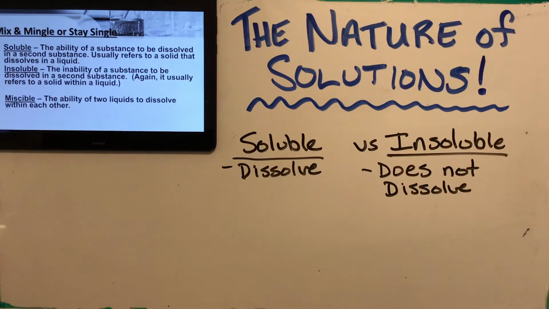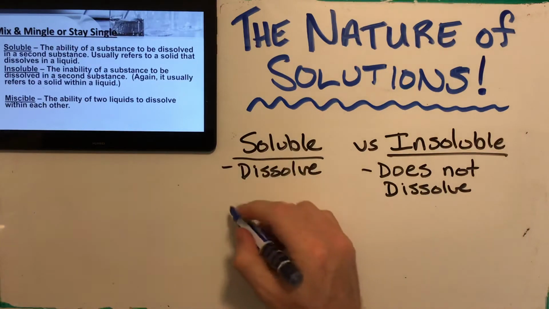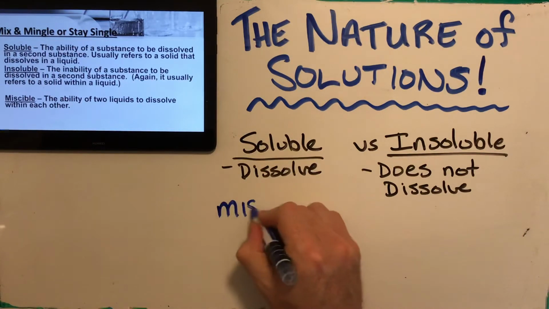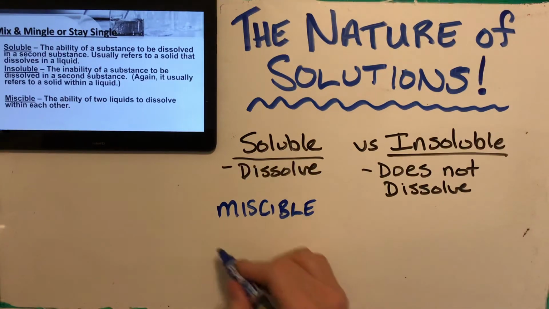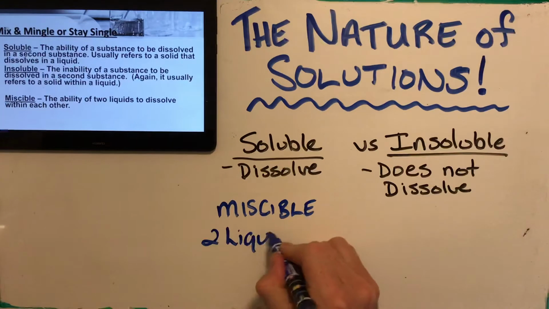Now, there's special terms used for liquids. So I'll use the blue for a liquid. If I have 2 liquids and the 2 liquids will dissolve within each other, they are said to be miscible.